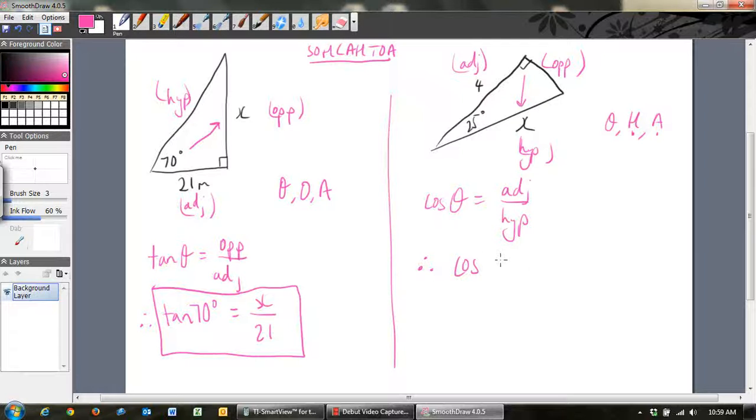Therefore, cos, the angle is 25 degrees. So cos 25 is equal to the adjacent side, which is up here, so 4, over the hypotenuse, which is here, x. And that is your ratio for that particular triangle. And that's how we set up the ratios.